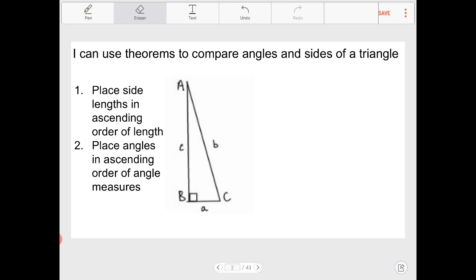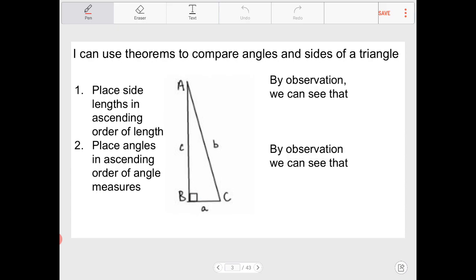So hopefully you guys had some time to think about this. By placing the side lengths in ascending order, just by observation, we can see here that side A appears to be the shortest. And for sides B and C, it's harder to tell. But because this is a right triangle, we know that the hypotenuse will always be the longest side of the triangle. If you didn't know that, you should try to get a sense of that based on intuition. So this opposite side, the hypotenuse, is going to be the longest, so therefore C is going to be our middle. So in ascending order, it should be ACB.